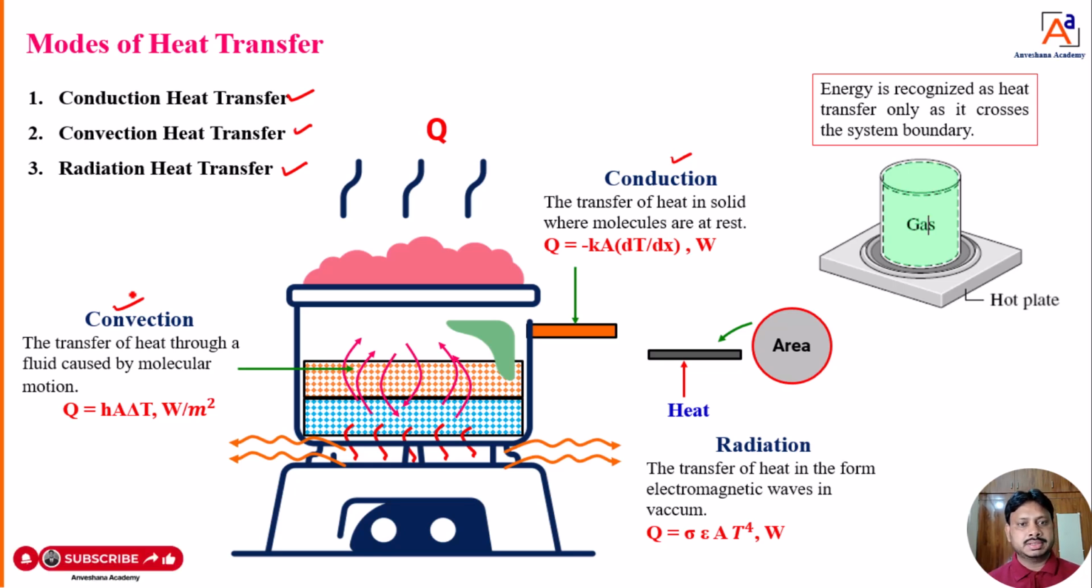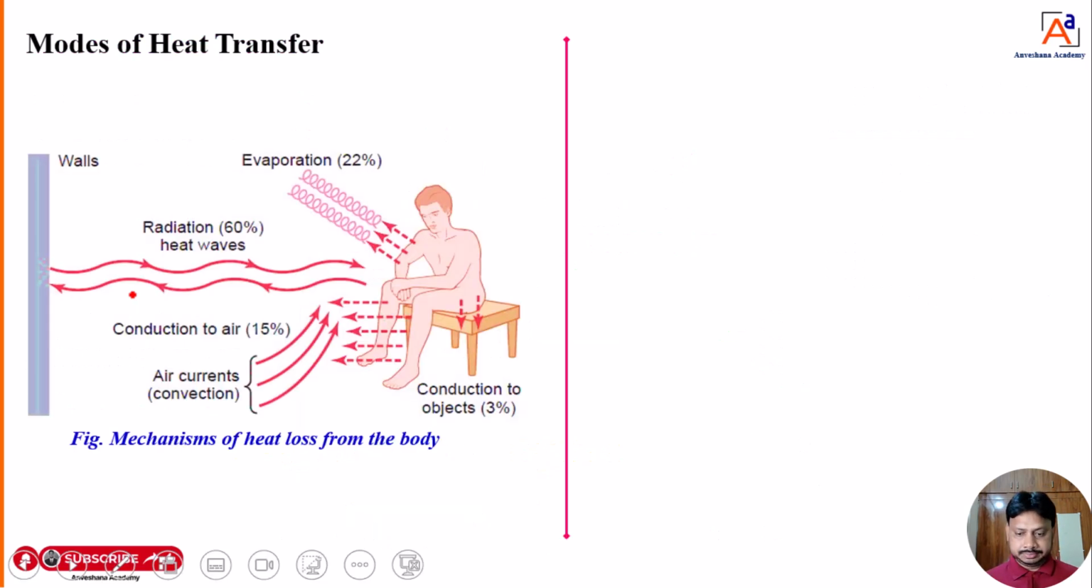Whereas radiation heat transfer is a mode of heat transfer in which heat transfers from one part of the substance to another part, where there is no medium at all, but the heat transfers in the form of electromagnetic waves. That type of heat transfer we call radiation heat transfer. Dear students, today we will discuss in detail what is conduction, convection and radiation heat transfer. Now, to understand these modes of heat transfer, let us take some live examples.